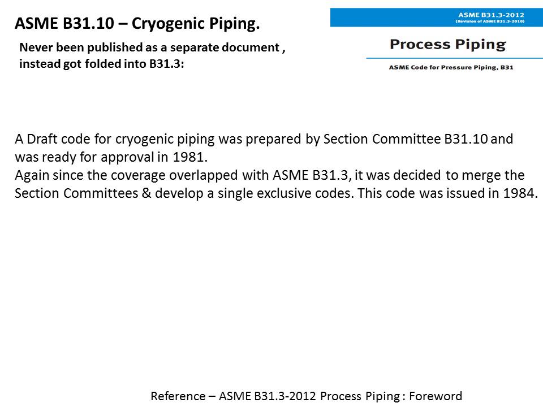Next we have B31.10. It was meant for cryogenic piping and this never got published as a separate document. Instead, it got folded into B31.3. A draft code for cryogenic piping was prepared by Section Committee B31.10 and was ready for approval in 1981. Again, since its coverage overlapped with B31.3, it was decided to merge the Section Committee and develop a single exclusive code. This code was issued in 1984.